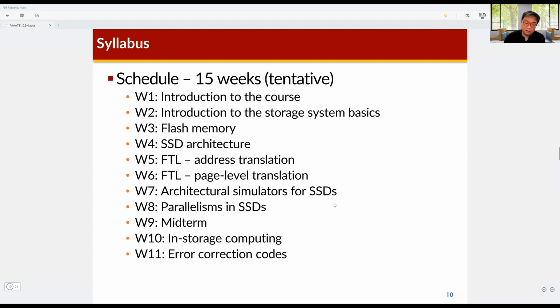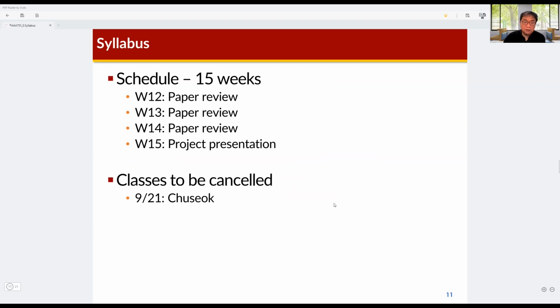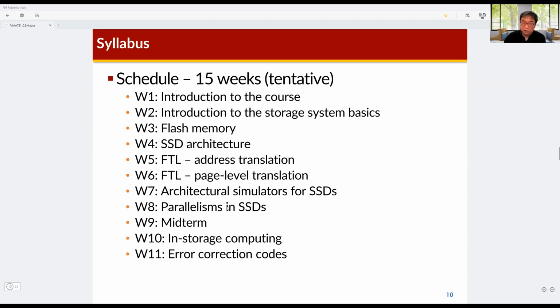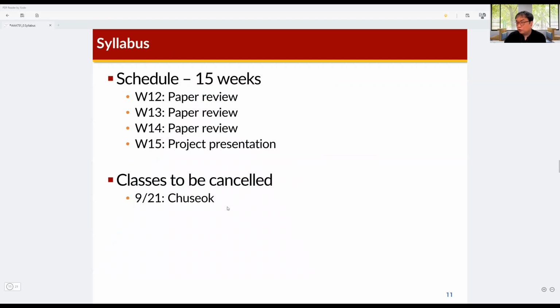It's a 15 week course, and this is a tentative schedule. The class will be canceled during the Chuseok holidays, on September 21st. That's why we have 15 weeks for this course. Do you have any questions about the course or the syllabus?